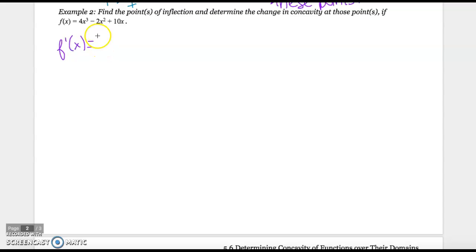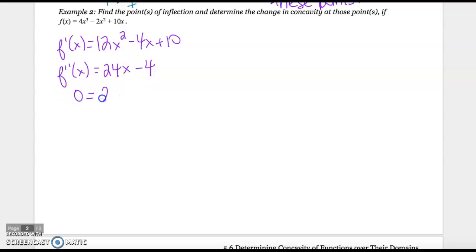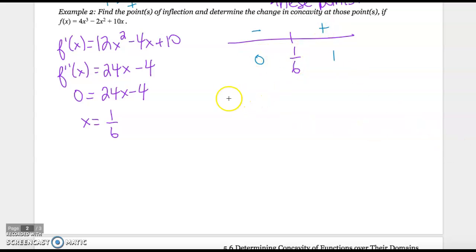F prime of x is 12x squared minus 4x plus 10. F double prime of x is 24x minus 4. Set that equal to 0 to solve for our possible point of inflection x value. I get x equals 1/6. So I'll do my sign chart, and I'll test 0 and 1. All right, if I plug in 0 here, I get -4, so negative. If I plug 1 in here, I get a positive number. So we can say that, in fact, yes, x equals 1/6 produces an inflection point.